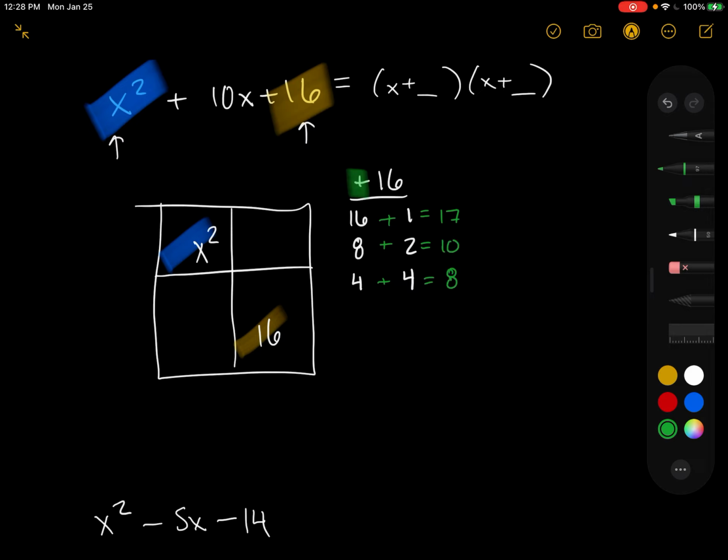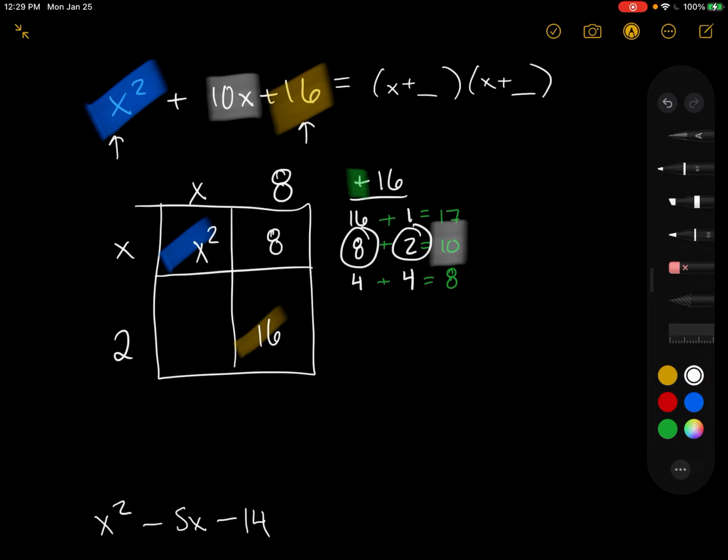When we do this, what we're looking for is a match. We need to match our center term with our result, in this case, 10. So what we do here is we can fill in the edges of our box. We know that x and x go here. That's the only thing we can multiply to get x squared. But now we know that we use the numbers 8 and 2 to fill in the edges of our box.